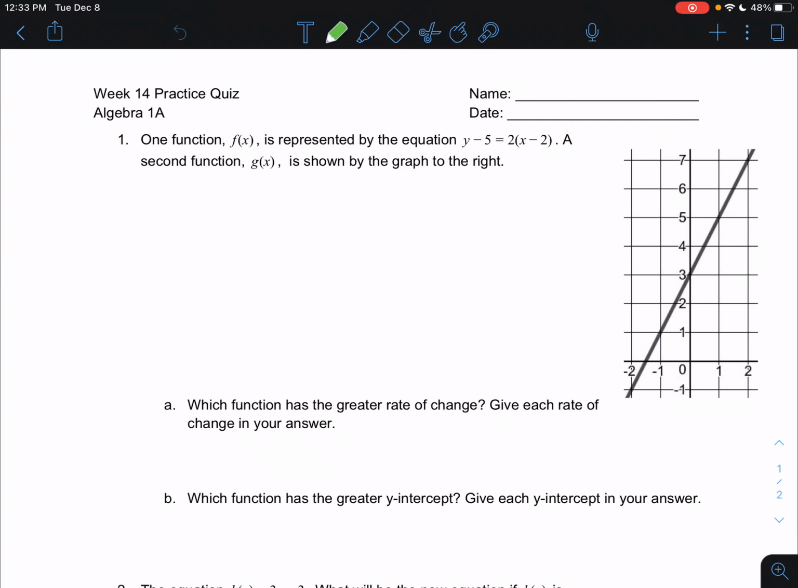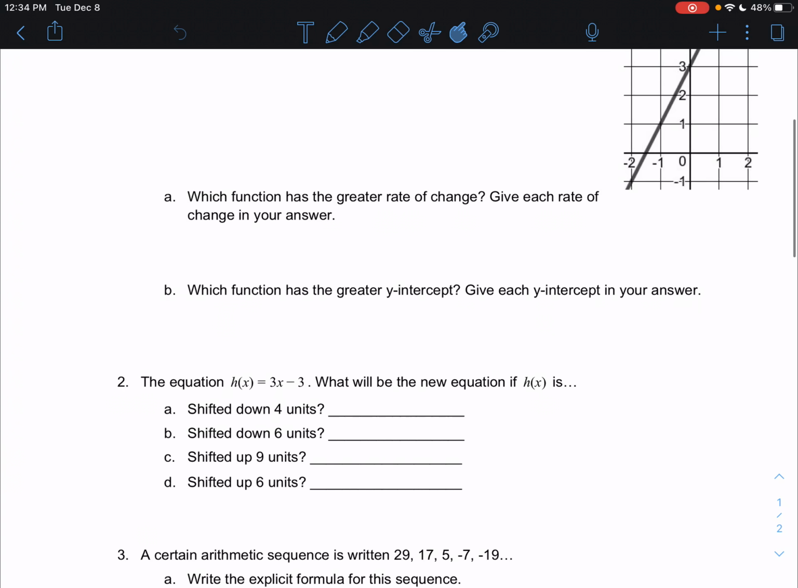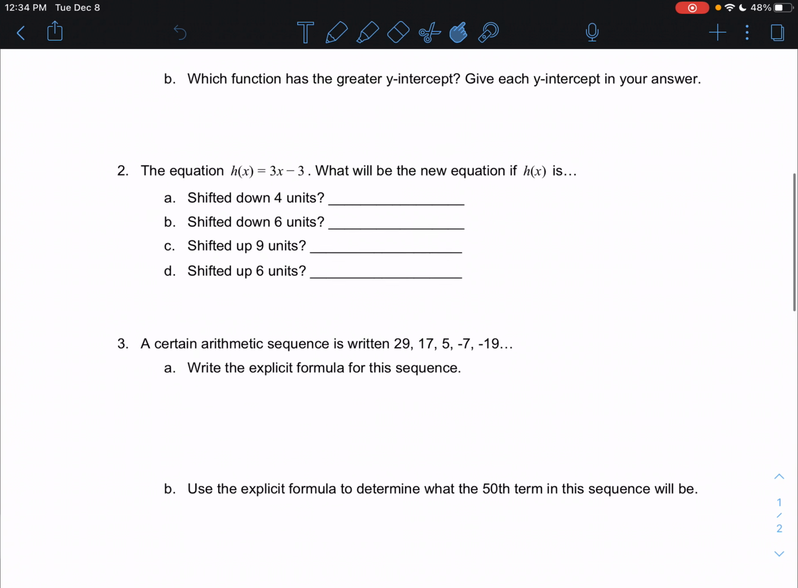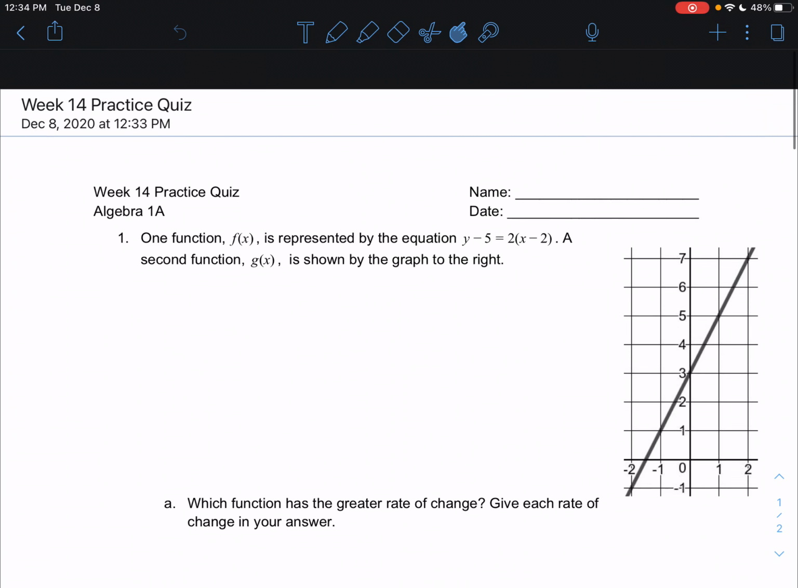All right. Hello, algebra. So this is y'all's practice quiz for today, and it's going to look pretty much the exact same as your quiz will tomorrow. So let's get into it. It has three different things. There's comparing functions, there's vertical transformations, and there's arithmetic sequences.